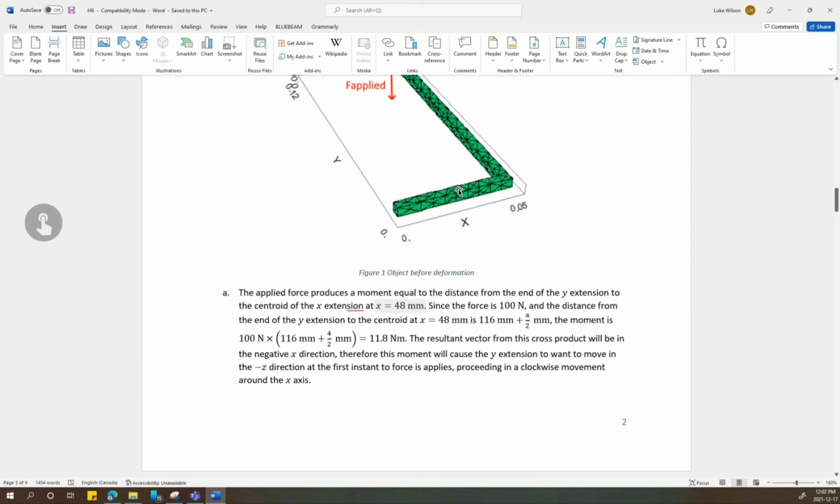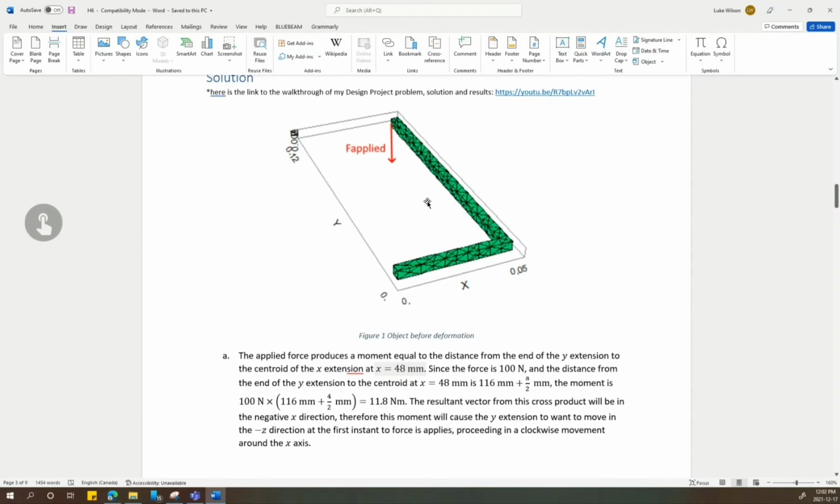and the resultant vector will be pointing in the negative x direction, which means it will cause a clockwise rotation of this face around the x-axis, kind of in this direction. And the reason this vector is negative is because if you cross the length of this extension times the force, it gives you a vector in the negative x direction.